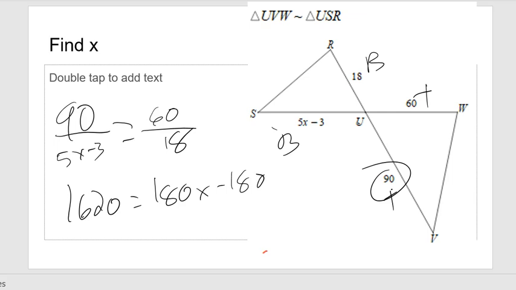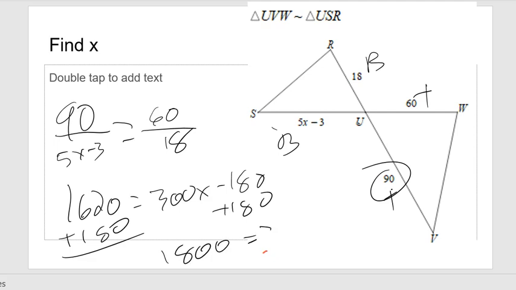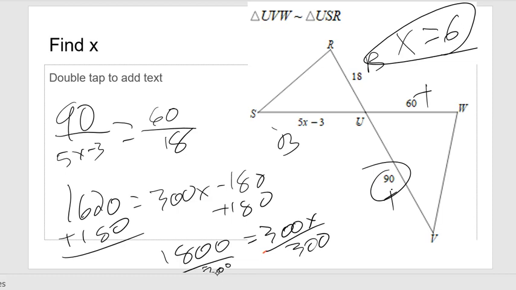180. Should be 300, right? Yep. So I'm going to add 180 to both sides. I get 1,620 plus 180 gives me a solid 1,800 equals 300x. I divide by 300. It's going to be 6. A solid 6. There we go.